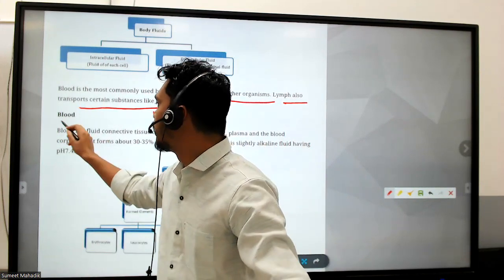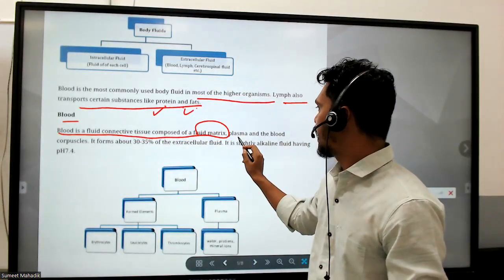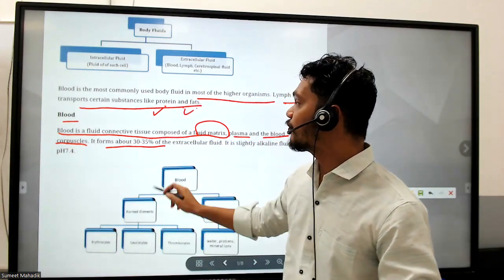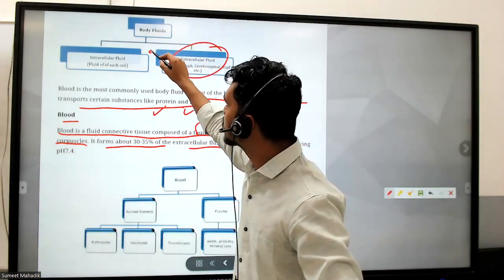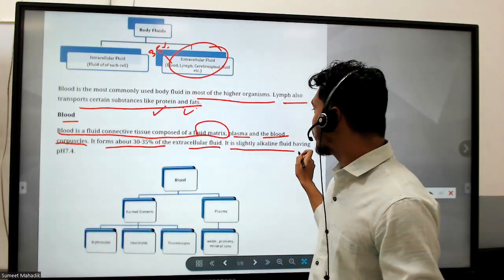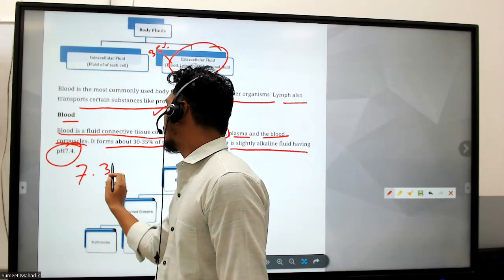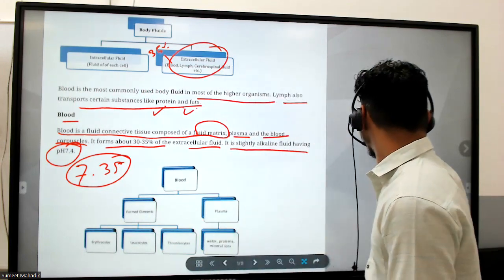Yes. Now blood. Blood is a fluid connective tissue composed of the fluid matrix, plasma, and the blood corpuscles. It forms 30 to 35% of the extracellular fluid. So out of extracellular fluid, blood is how much? 30 to 35%. It's slightly alkaline, having a pH of 7.4, or 7.35, also written somewhere in books. Okay. So this is the pH of blood.